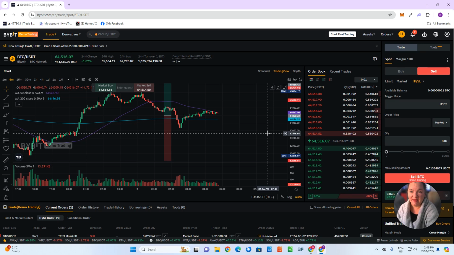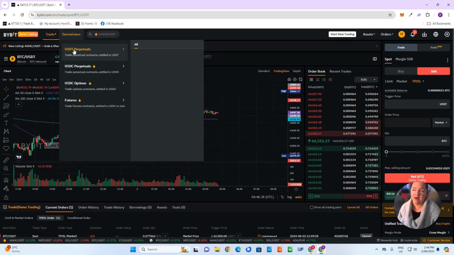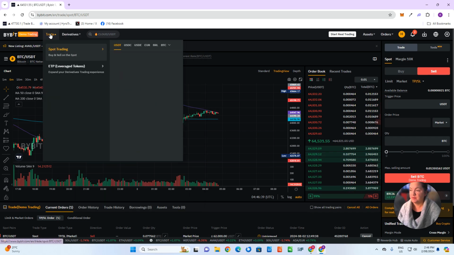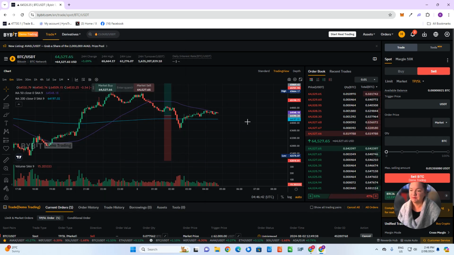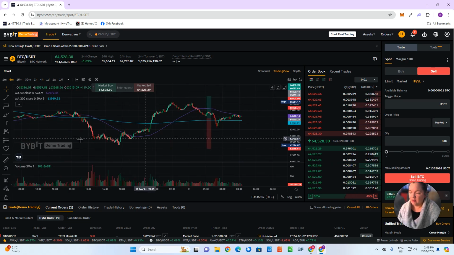We are inside of Bybit, but we're inside the spot side of Bybit. So you do have the two options here. We've got our trading with spot, and we've got our trading with futures over here. This time we are in our spot trading account, and right here you can see we've got Bitcoin, and I've got my first Bitcoin trades in here already.